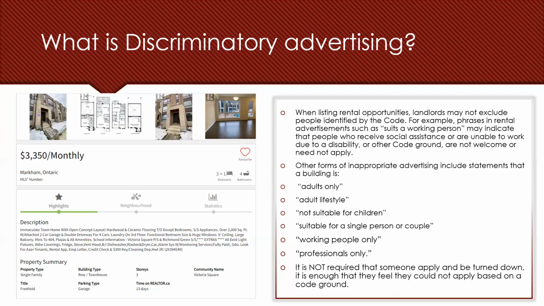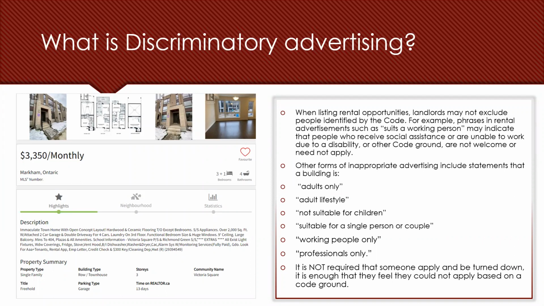For example, phrases in a rental advertisement, such as "suits a working person," may indicate that people who receive social assistance or are unable to work due to a disability or other code ground are not welcome or need not apply. Other forms of advertising that are inappropriate would be "adults only," "adult lifestyle," "not suitable for children," "suitable for single person or couple," "working people only," "professionals only."